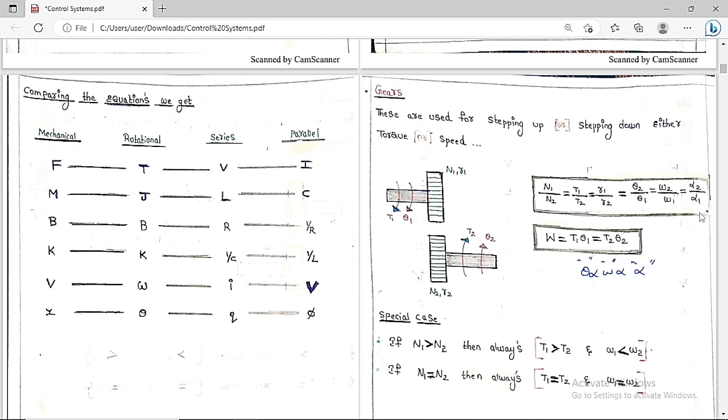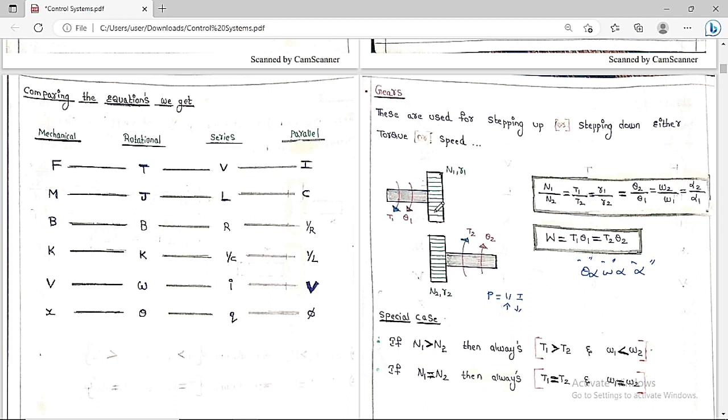I have already told you, power is equal to voltage into current. As the voltage increases, the current will decrease, and only then is power constant. If torque is increasing, angular velocity should decrease, and only then is the quantity constant. So as the torque increases, the angular velocity decreases. You can see clearly, as the torque increases, the angular velocity should decrease, and only then is the power constant.